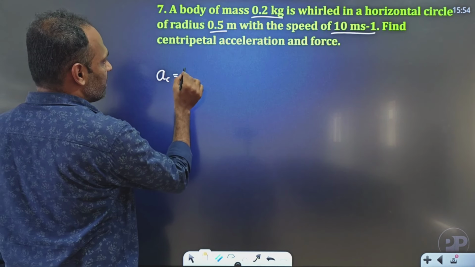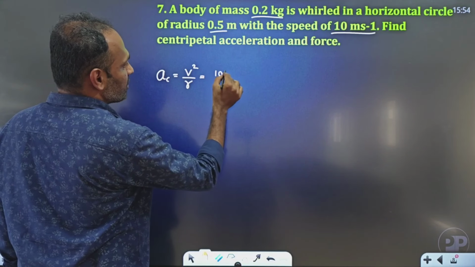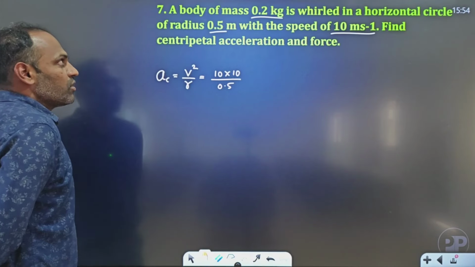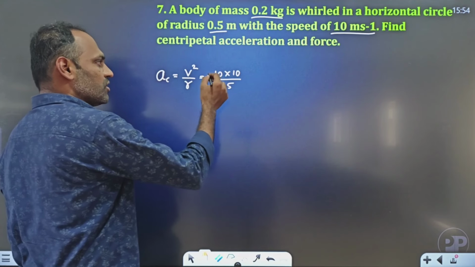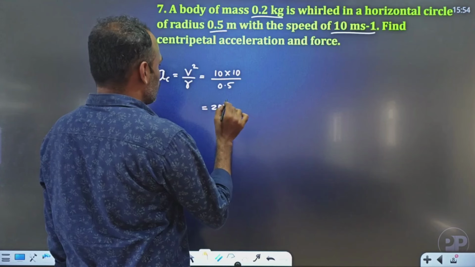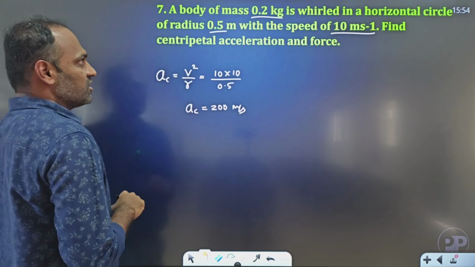Centripetal acceleration is v² divided by r. v is 10 meter per second. So 10 into 10 divided by 0.5 radius. So this is 100, right? 100 divided by 0.5 is 200. So centripetal acceleration is 200 meter per second squared. This much is the centripetal acceleration.